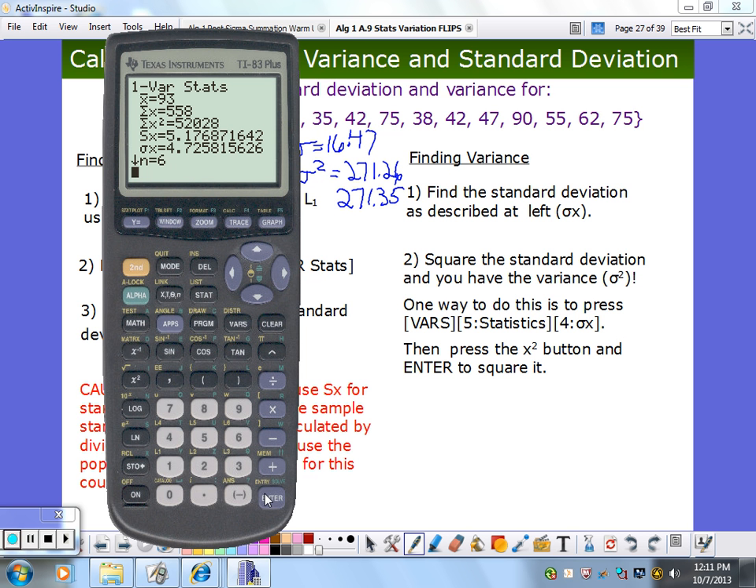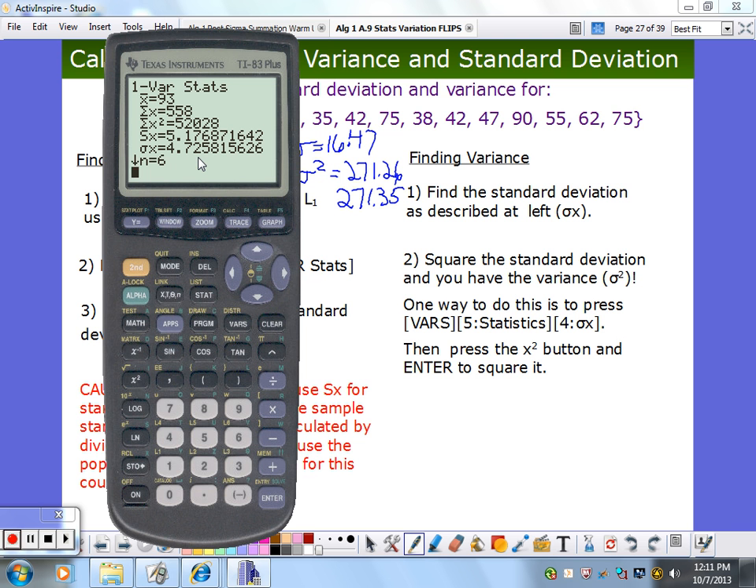What's my standard deviation? Do it to the nearest hundredth. 4.73 to the nearest hundredth. Hundredth means 2 decimal places. You look over one, that's a 5, and you bump that up. So just like that, that's it. You have found the mean, you found the standard deviation. Easy, right? Yes?